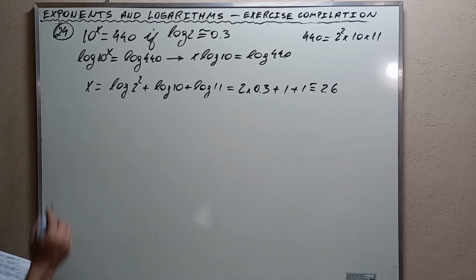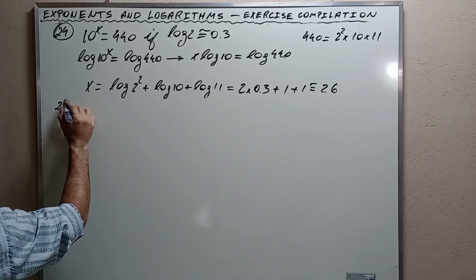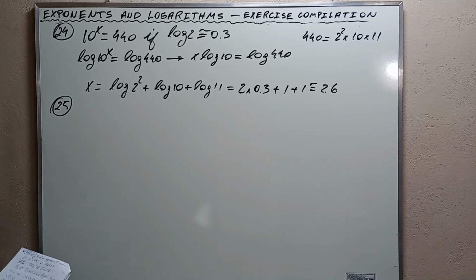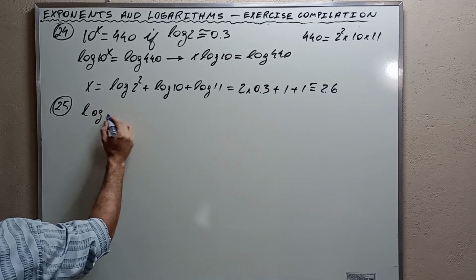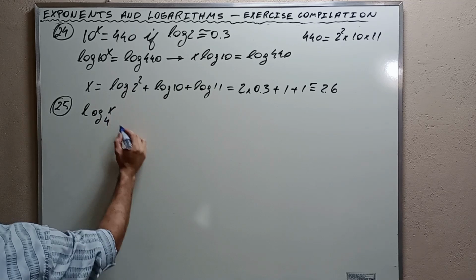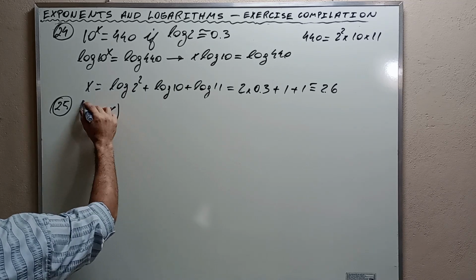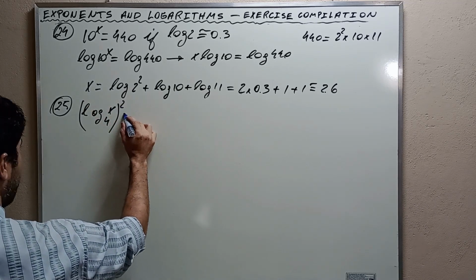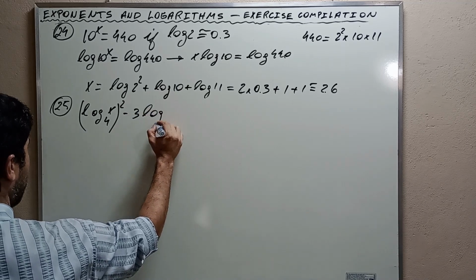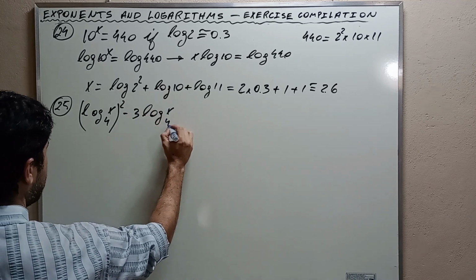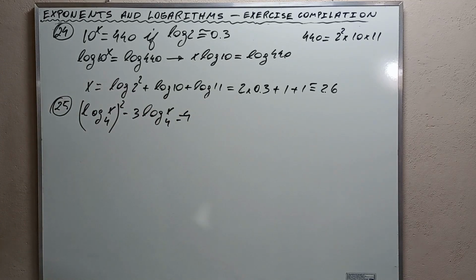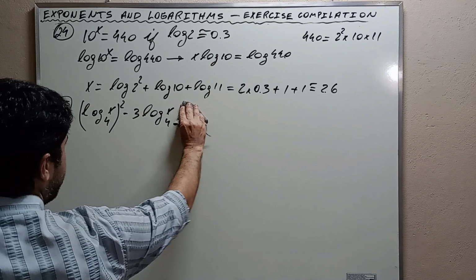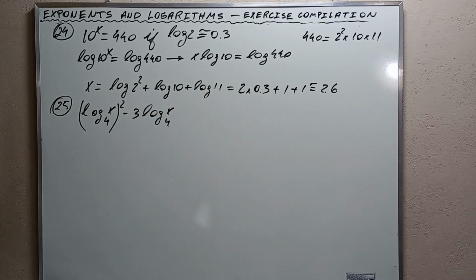Let's go to exercise 25. Solve the equation. You're going to have an equation like this. The logarithm of x base 4 squared minus 3 times the logarithm of x base 4 is equal to 4. Okay? This is the equation.